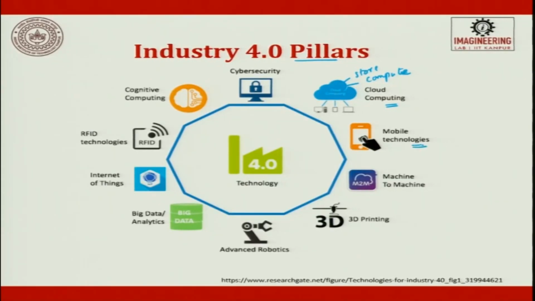Next is mobile technology. So, now with mobile technology, there are certain apps which will keep updating you on your smartphone about the current status of the company. For example, it can say 20 defective products, 80 good products, 40 which are transported, 30 which are delivered.